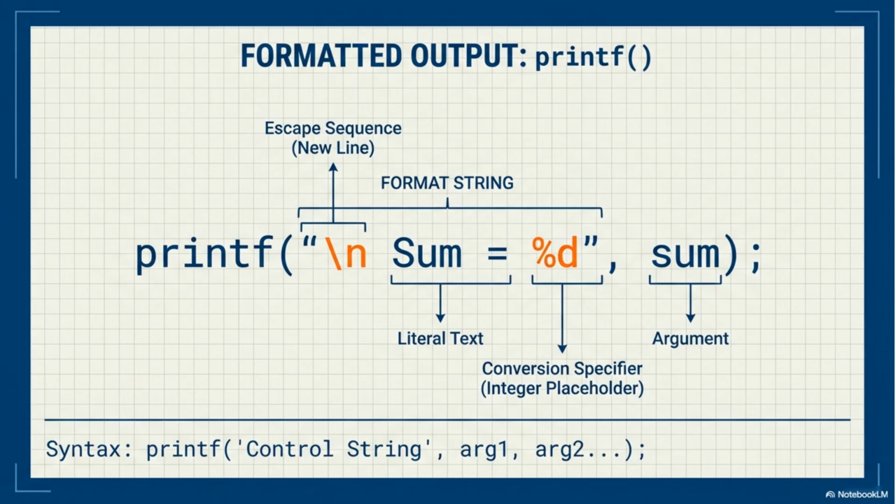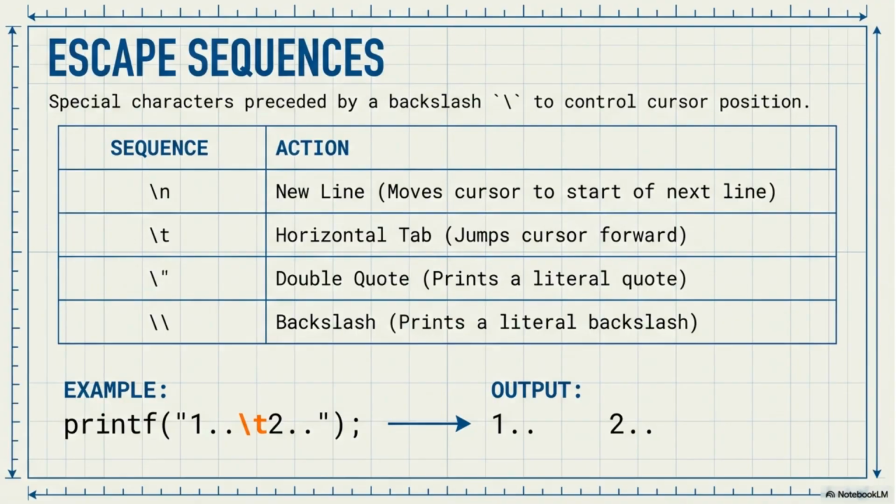It takes a control string, which includes literal text and conversion specifiers like %d, and arguments whose values are inserted into the string. Escape sequences are special characters preceded by a backslash to control cursor position, such as \n for a new line, or \t for a horizontal tab.